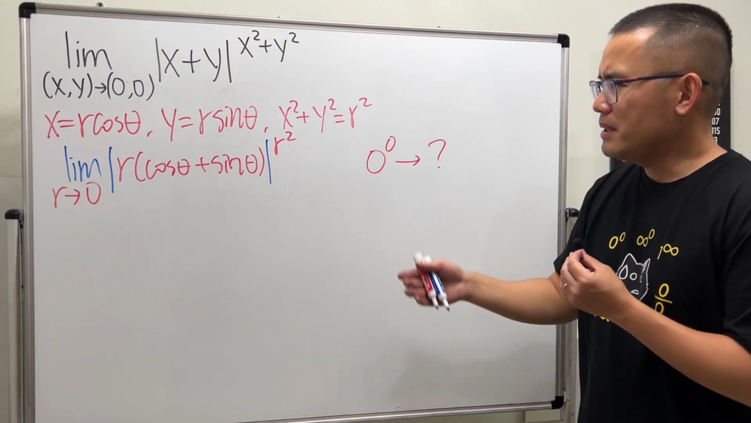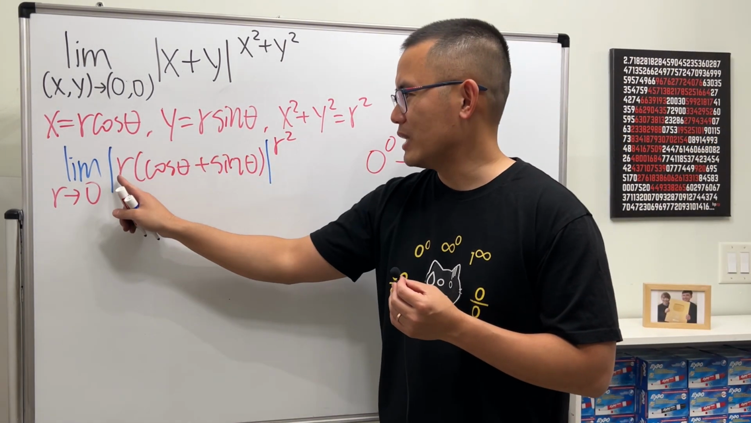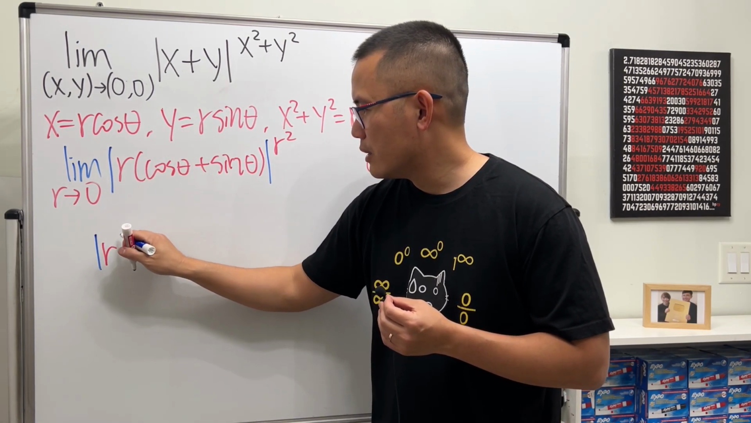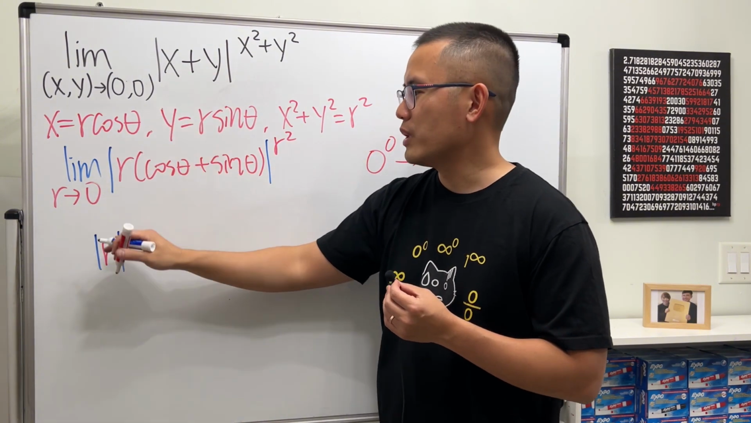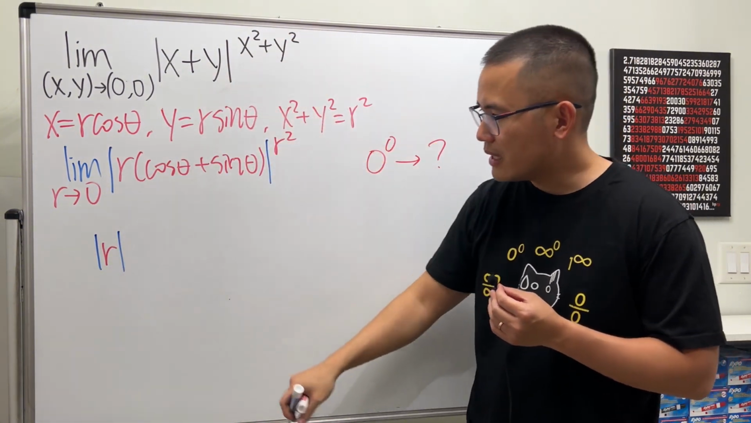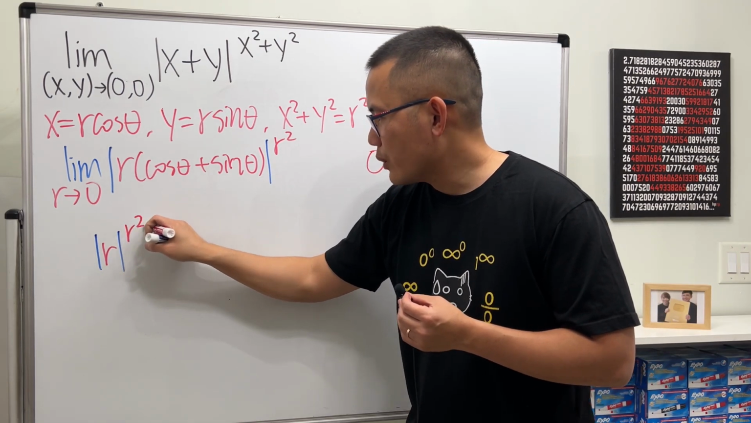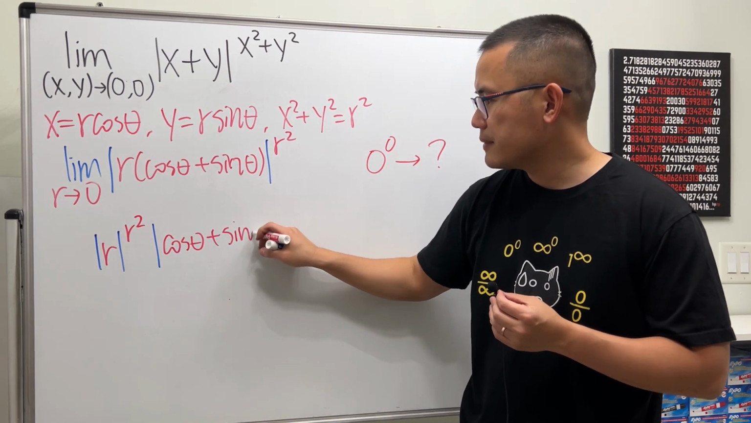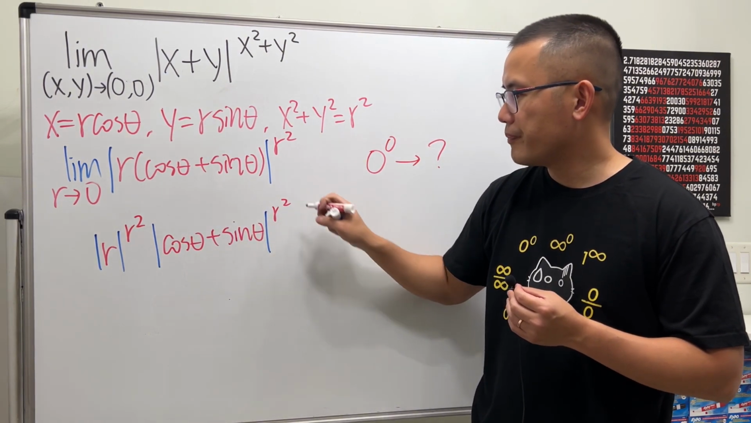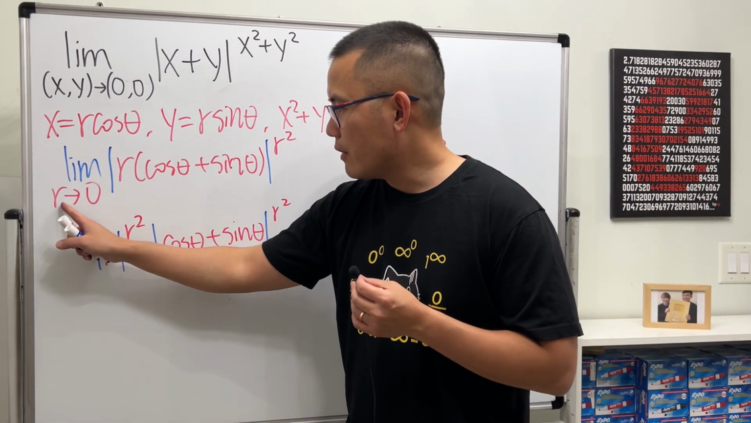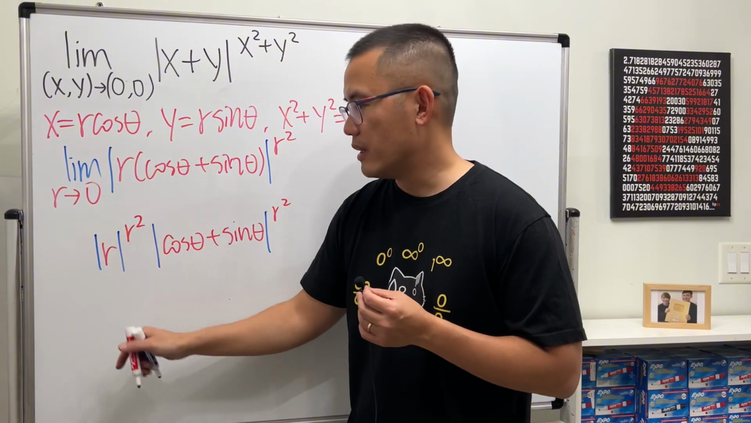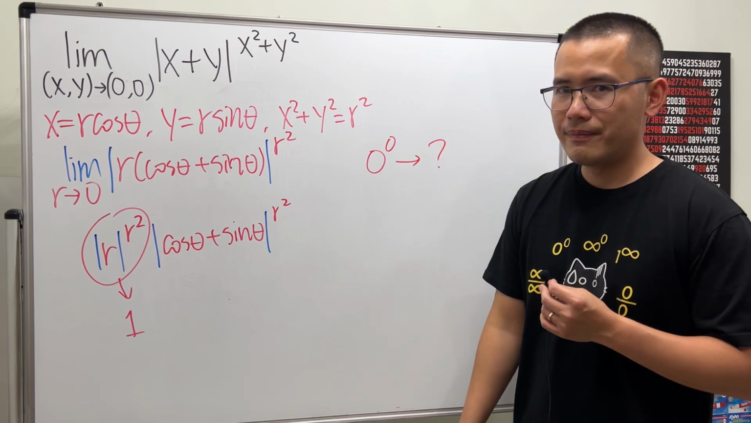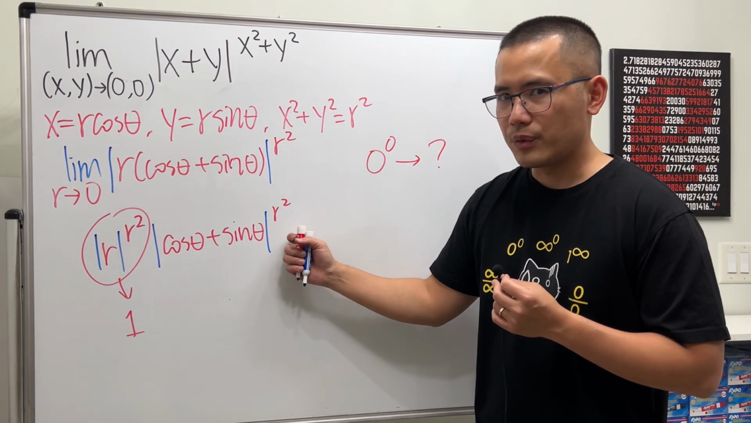But maybe we can distribute the exponent because we have r times this. I still maintain the absolute value because we usually don't want the base to be negative when we are talking about exponential stuff. This is raised to the r squared, and then times the absolute value of cosine theta plus sine theta raised to the r squared power. I will tell you, when r approaches 0 of this thing right here, you will get 1. You can just do some calculation for that. But now the trouble is this: can we draw any conclusion right here?